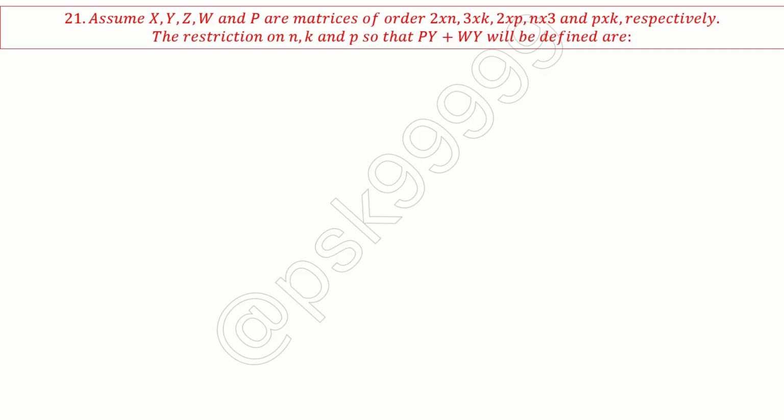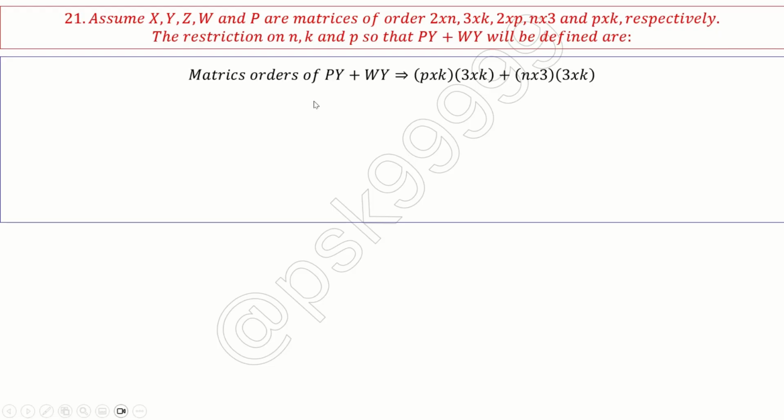So we know the conditions for multiplication and addition, and we should use those conditions to define what the condition should be for n, k and p. Matrix orders of PY plus WY will be: P is p into k, and Y is 3 into k, plus WY is n into 3 into 3 into k. So this multiplication is possible because it is 3 into 3 and the resultant will be n into k. But here k has to be 3 for the other multiplication to exist, correct?